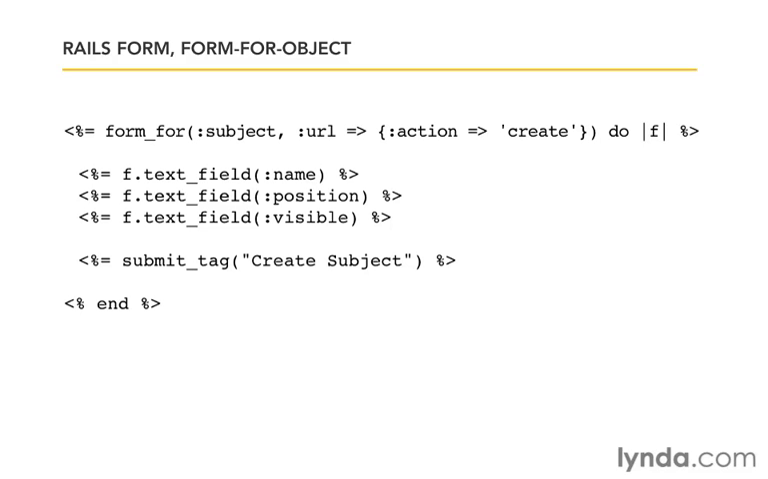And then after do, notice that I've also got upright bars with an F between them. We call those pipes. What I'm saying is, take this subject and make it available as the variable F. So F is now the subject. It's the form object. That's why it's called F. The form object. So take subject, and based off of subject, give me a text field for name. Based off of subject, give me a text field for position. You can see how we're not repeating ourselves as much here, and it's also much clearer that this whole form is for our subject object.